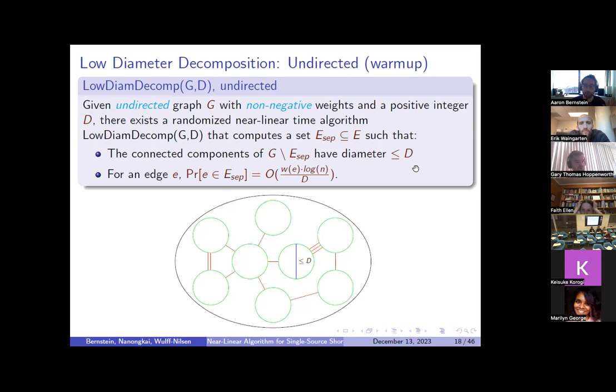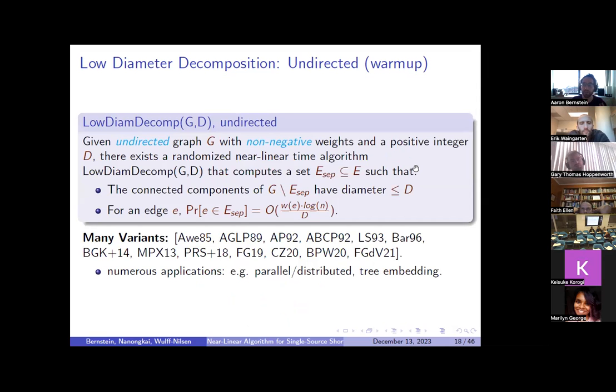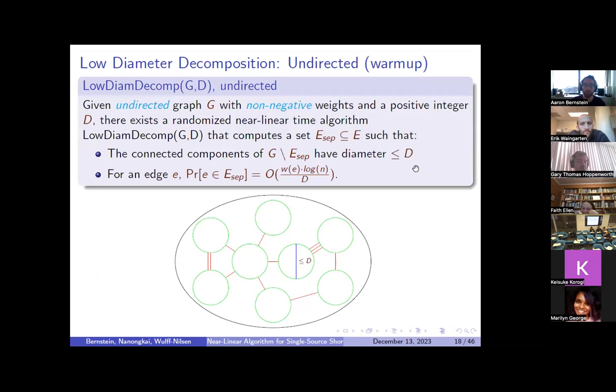Okay, so this is a classic tool from undirected graphs. This has been around since the 80s. It's used in many different applications. But the question is, can we somehow port this tool over to directed graphs?